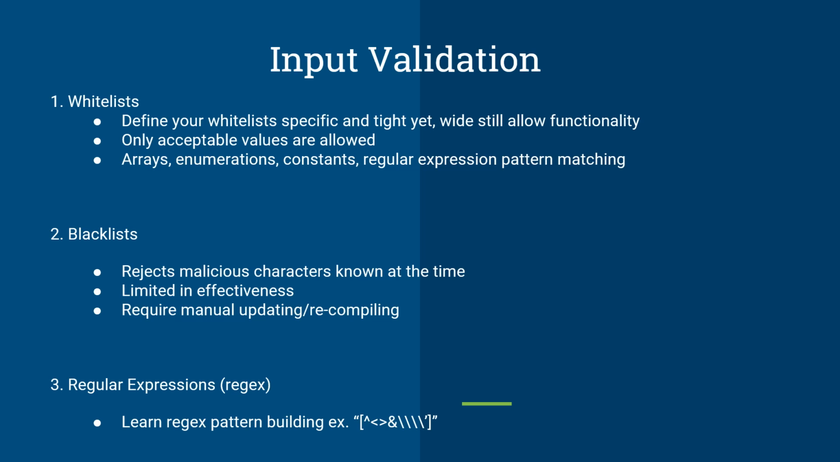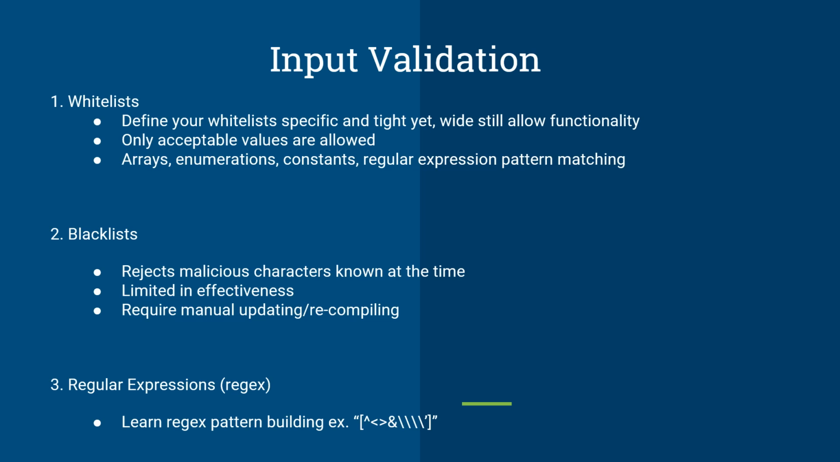Now block lists are exactly the opposite. They are going to reject malicious characters that are defined in the listing. But realize that those are just malicious characters that are known at the time of writing. And so that makes a blacklist very limited in its effectiveness. And remember that every time there is a new exploit and a new way to get around the blacklist, that is going to require more manual updating of code and decompiling of the code, etc. So the preference is to always go for the whitelist instead of the blacklist.